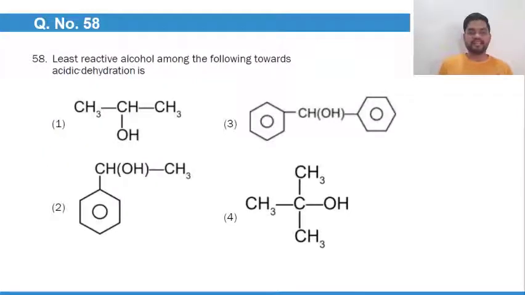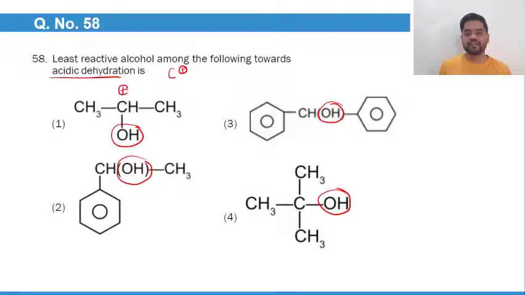58. The least reactive alcohol among the following towards acidic dehydration. In acidic dehydration, you should know that carbocation is formed, and the more the stability of the carbocation, the more is the reactivity of that alcohol to undergo dehydration, because the dehydrated product should be stable. So let us form the carbocation wherever OH is there. So this OH will be removed, OH will be removed, OH will be removed, OH will be removed. So all OH is removed and a carbocation is formed over there.